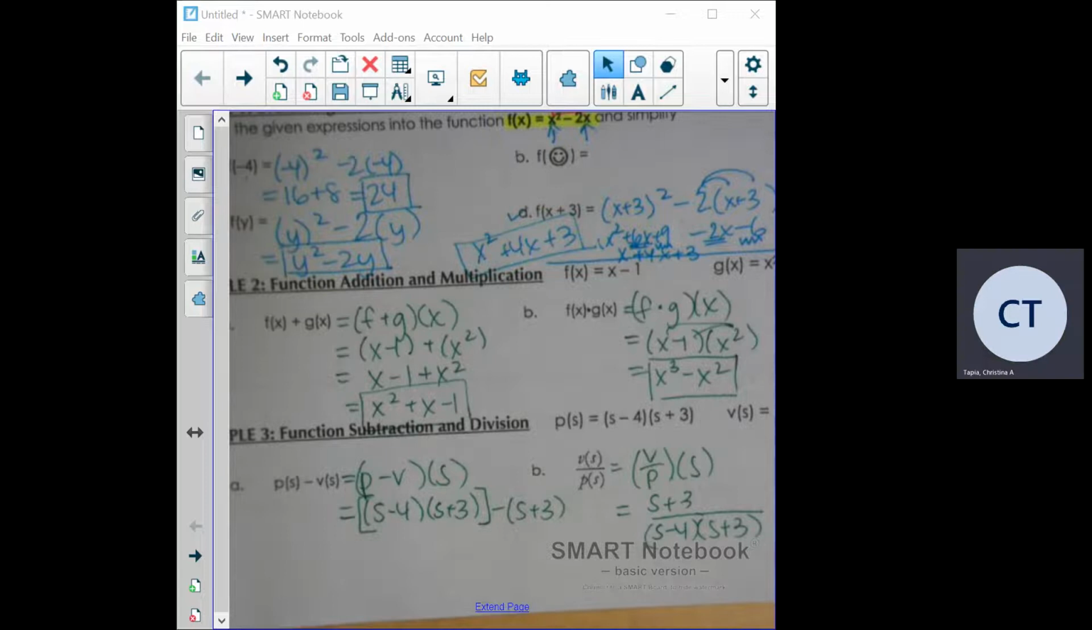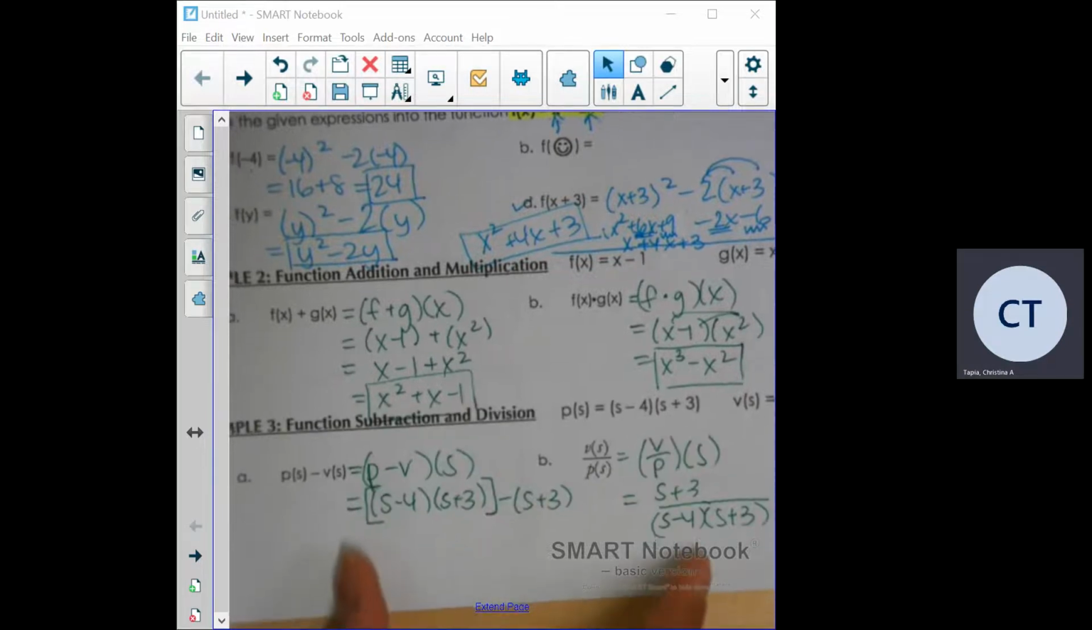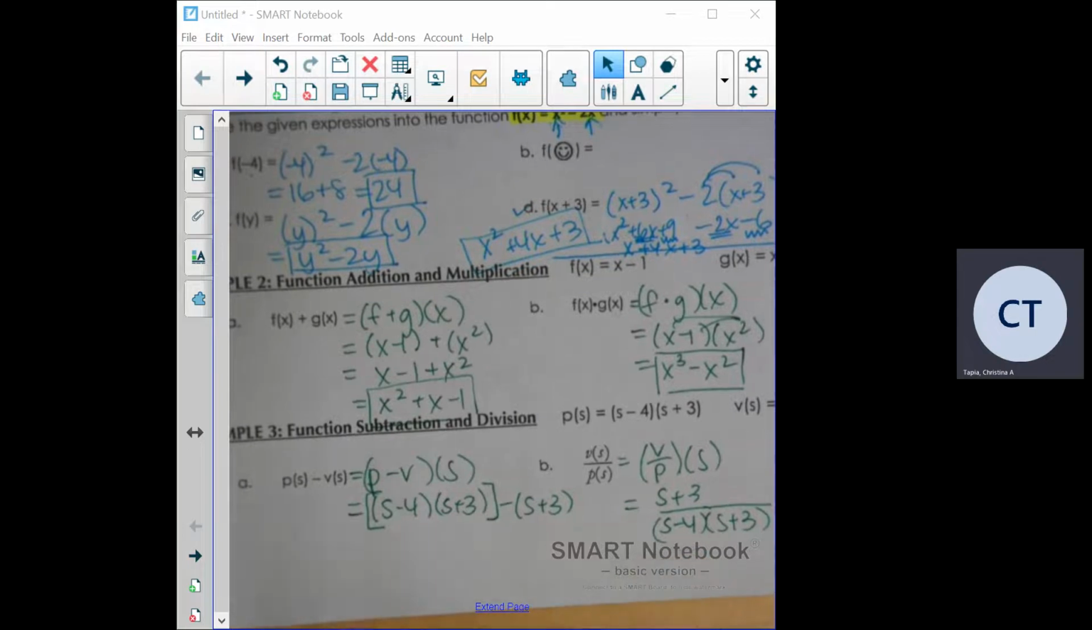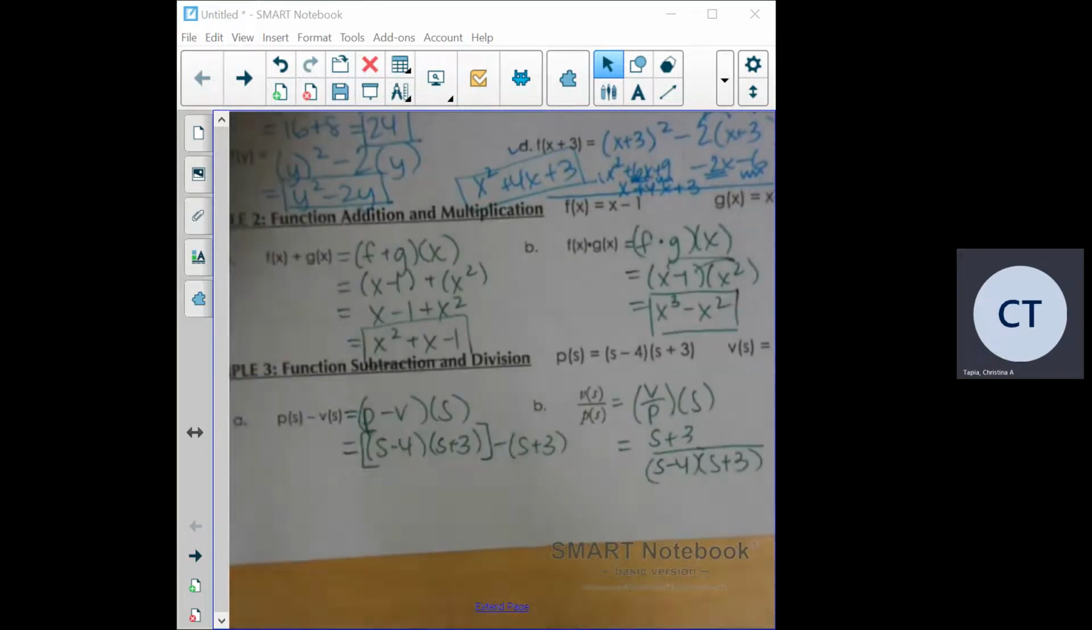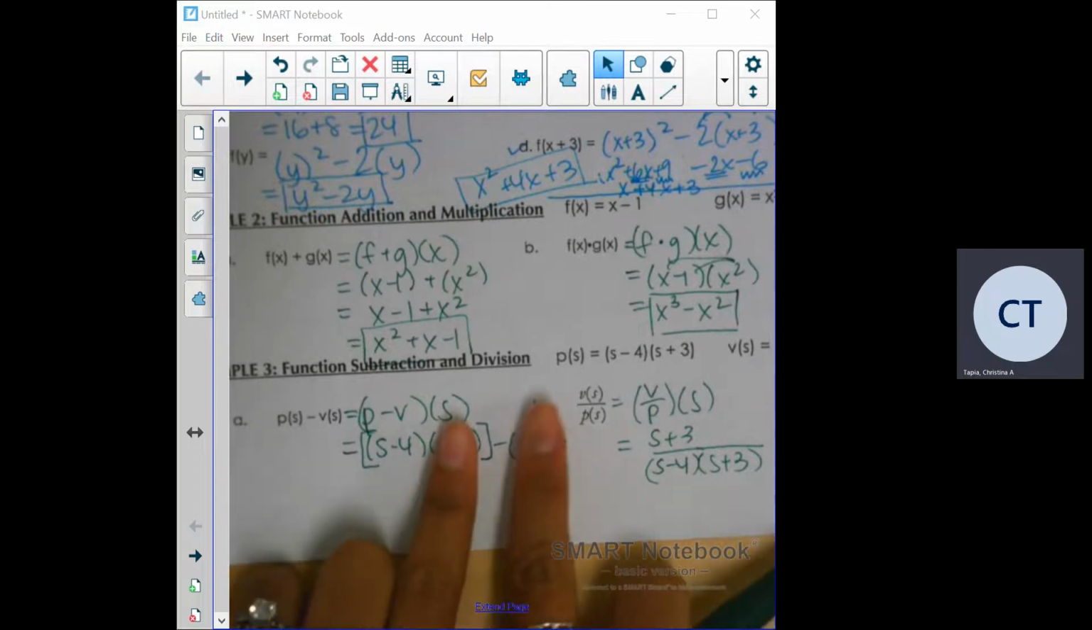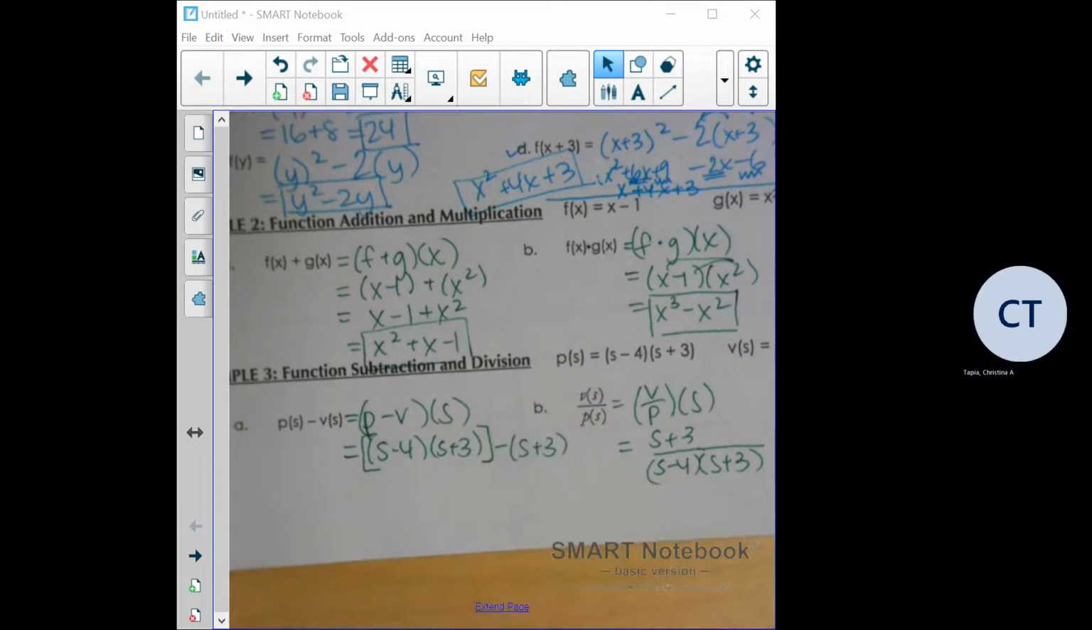I think the first 2 are fine. Are y'all okay with the first 2? Okay, good. For the bottom 2, I heard a really good question earlier about part A down here, if you have to FOIL this. You guys tell me, do you need to FOIL or can I just cancel both of the s plus 3s?